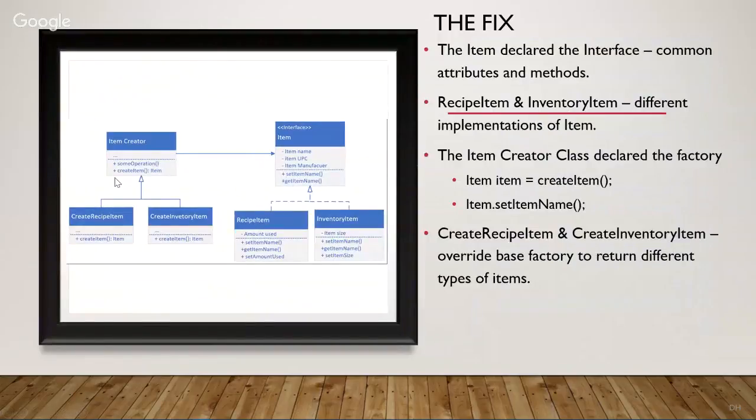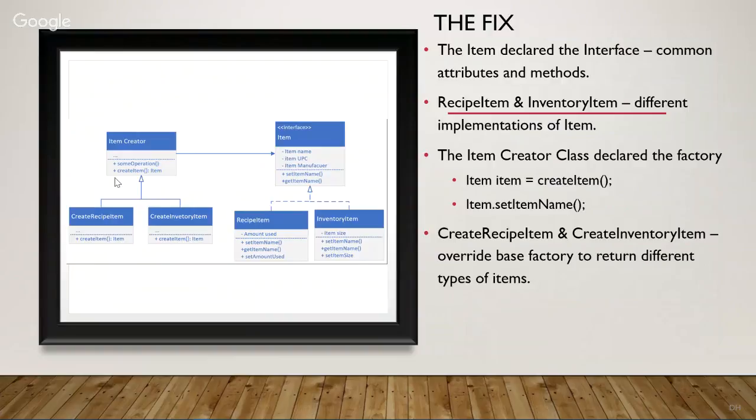So the fix here is, of course, the factory method within design patterns. What we would do is declare an item class as an interface, and then add the common attributes and methods to this interface. We then design subclasses of the interface to provide different implementations of the different items that we have.